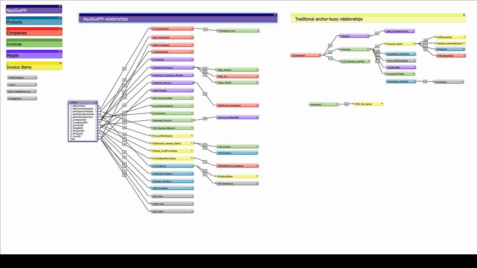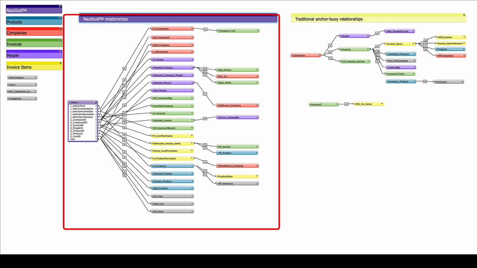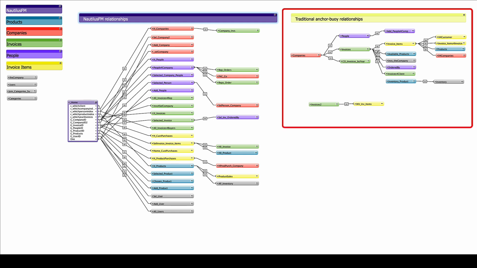NautilusFM uses an advanced implementation of Anchor Buoy in its relationship graph. It has its own set of relationships which are very compact and never go more than 3 levels deep. The normal set of relationships are primarily used for reporting. As such, that section of the relationship graph is much smaller than usual.